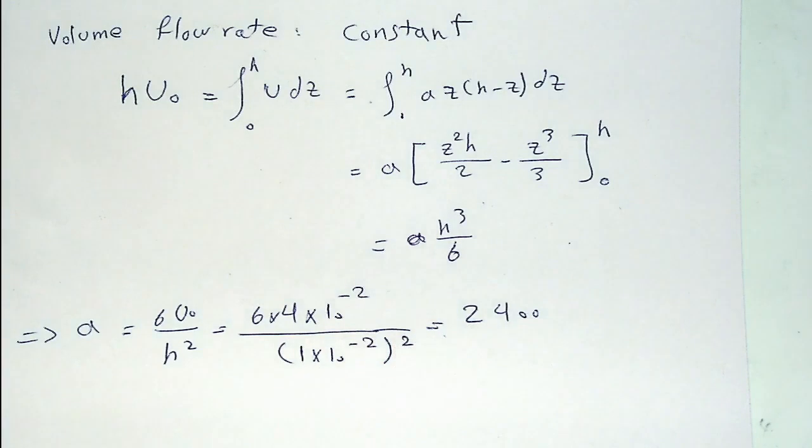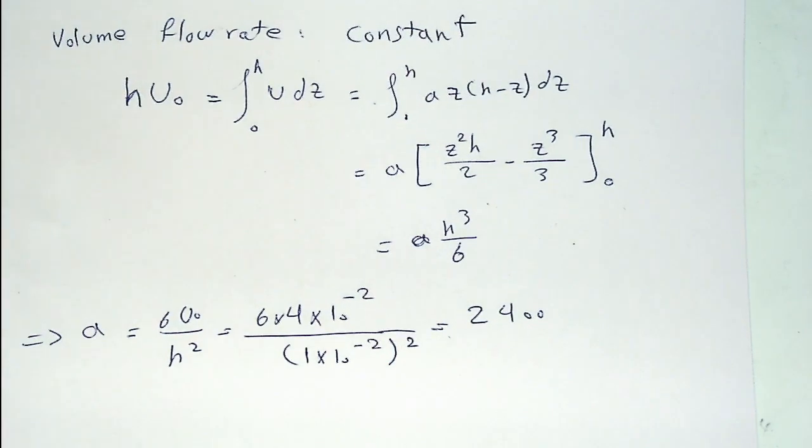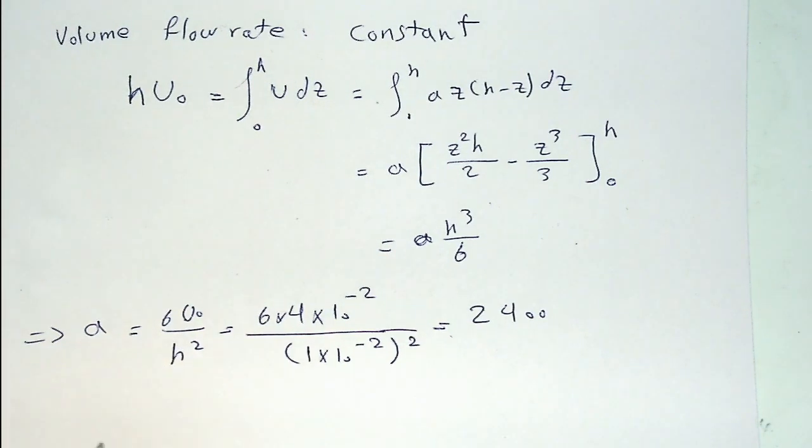2,400 and is dimensionless. In the question, it's asked to find the expression for constant a in terms of u0 and h. So this is the expression for constant a in terms of u0 and h, and using that, a is equal to 2,400. In the next part, it's asking you to find the maximum velocity u max at the center line of the channel. One important thing to consider here is that the maximum velocity is at the center line. The question is not asking about this, but this is a good point.